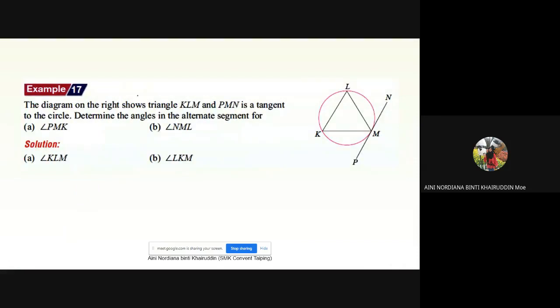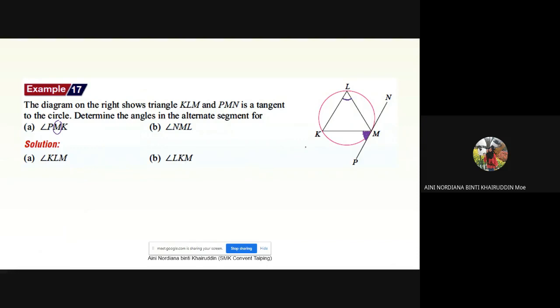Okay, the diagram on the right show triangle KLM and PM is the tangent to the circle. Determine the angle in the alternate segment for PMK. So M, PMK. So this angle. So apa yang sama dengan angle ni? First you look at the chord. The chord is KM. And then to the circumference. So this is the angle.